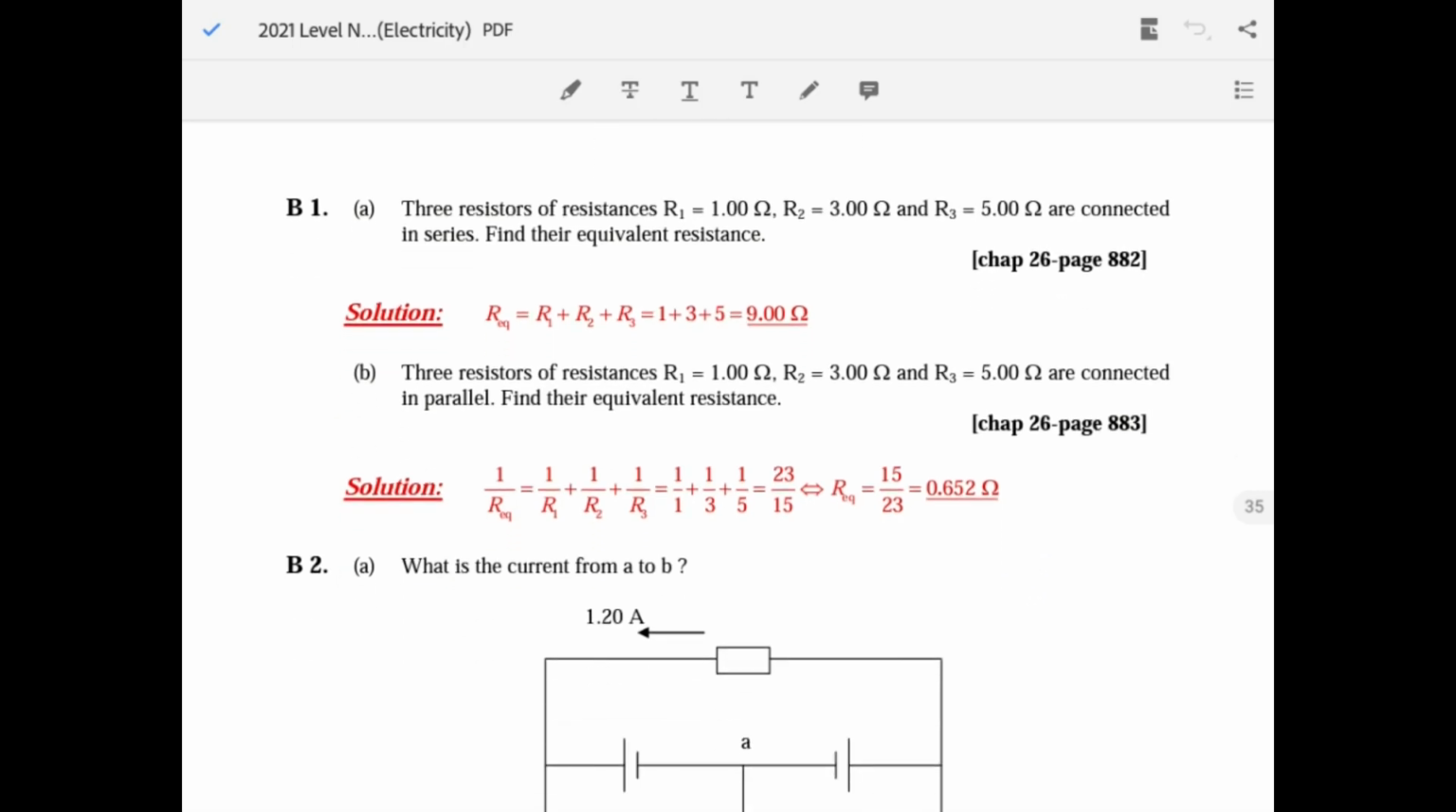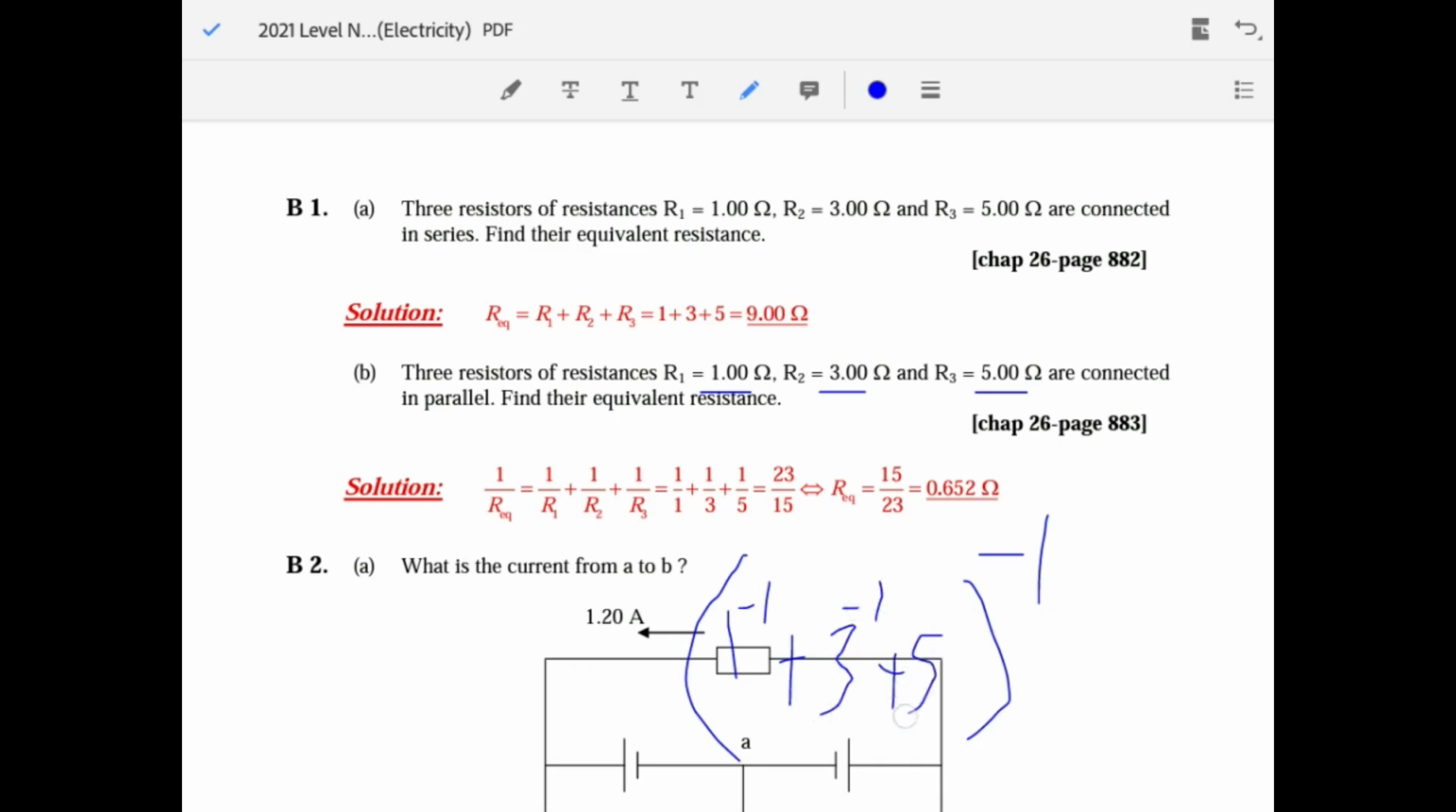Three resistors are connected in parallel. For parallel, the inverses add up. So find the equivalent resistance. One thing I like to do in the calculator is open brackets and then put an inverse. And then for each of these, 1, 3, 5, I just plug in the inverse. It saves a lot of time for me. So 1 inverse plus 3 inverse plus 5 inverse, and then this whole thing will get you the actual answer.